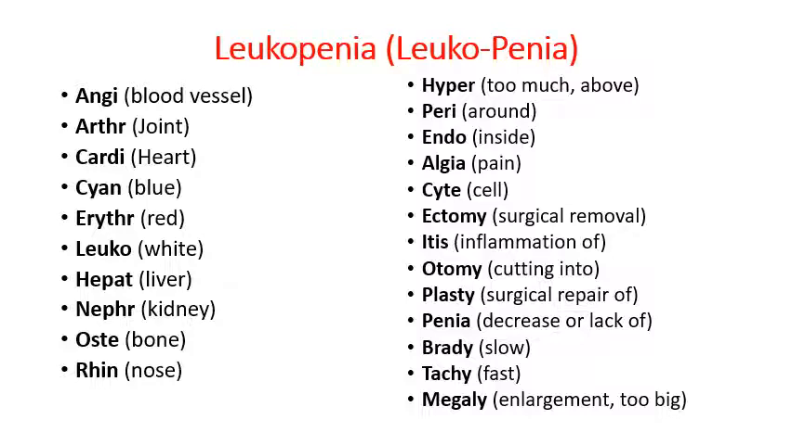Leukopenia, what do you think it means? Leukopenia means a decrease or an absence of white blood cells. So there are some people who have various diseases, immunodeficiency diseases, where their immune system is compromised and they don't have as many white blood cells as they're supposed to have. You call that condition leukopenia.